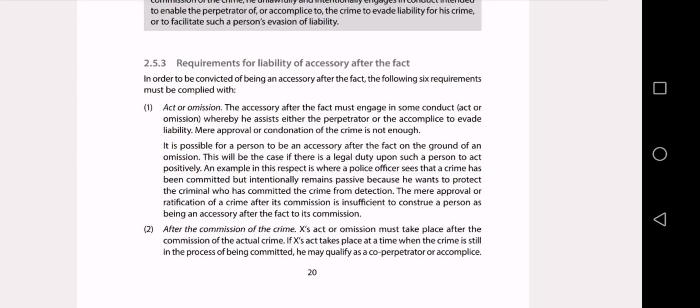Requirements for liability of accessory after the fact. In order to be convicted of being an accessory after the fact, the following 6 requirements must be complied with. 1. Act or commission. The accessory after the fact must engage in conduct, an act or omission, where he assists either the perpetrator or the accomplice to evade liability. Mere approval or condonation of a crime is not enough.